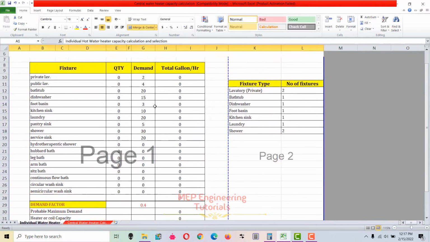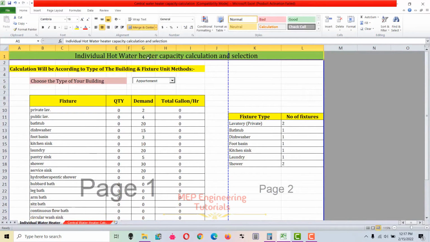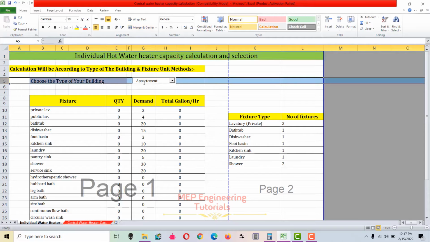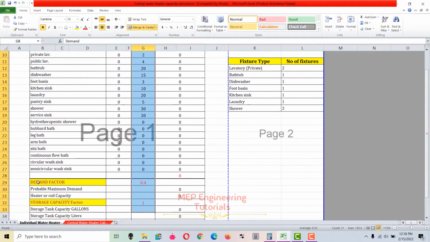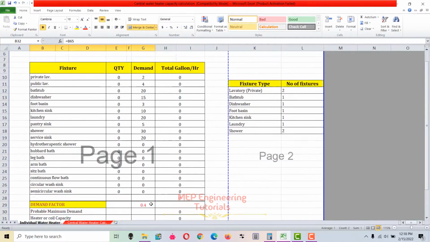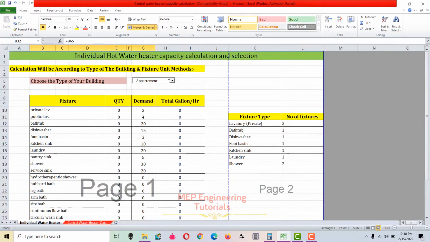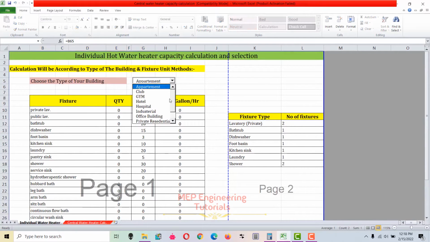So let's get started with the first spreadsheet, that is individual hot water heater capacity calculation and selection. As you can see here, the calculation will be according to the type of building and the fixture unit method. It is very important to select the type of building here, because the demand mentioned in this table, as well as the demand factor and storage capacity factor, all depend on the type of building which you select from here. There are several types of building you can see here: apartment, club, gym, hotel, hospital, industrial, office building, private residential, and many more. So it depends on what type of building you select.